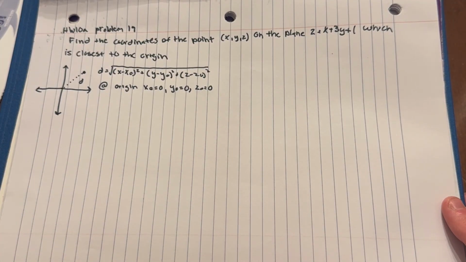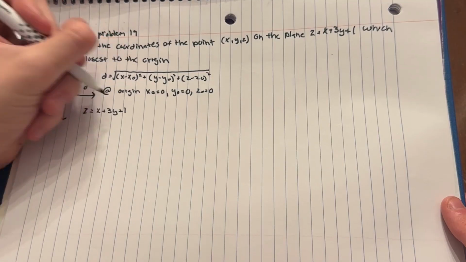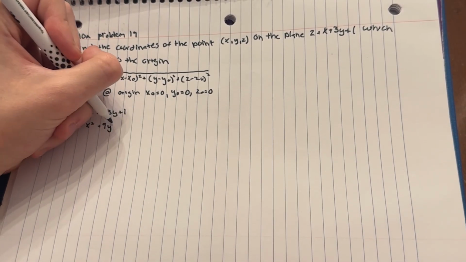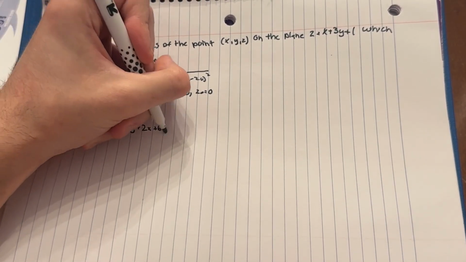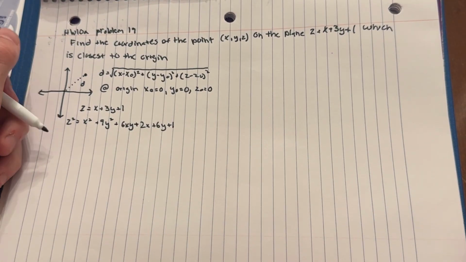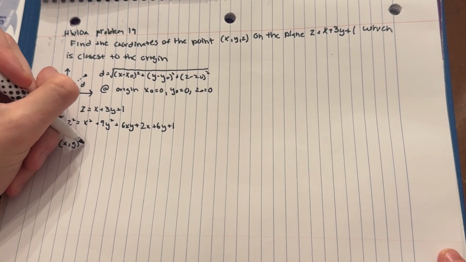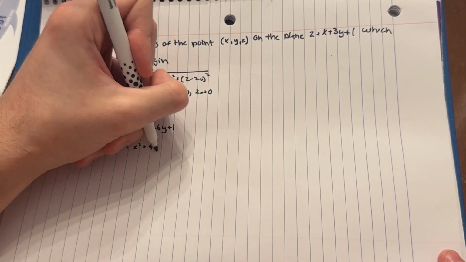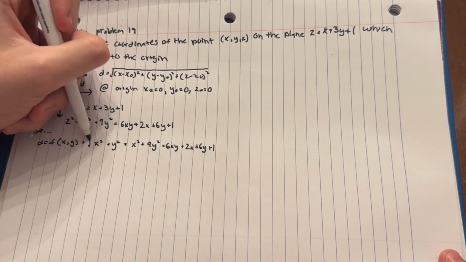What we want to do next is represent z as a function of x and y, which we can do pretty easily using the plane equation. And then since the distance formula will use z squared, I'm just going to solve for that quickly right now. And then now we can write a function of x and y for the distance of the point to the origin. And I'm writing that out right here.